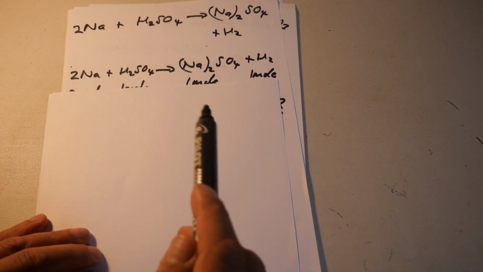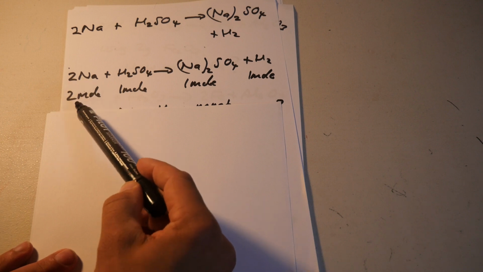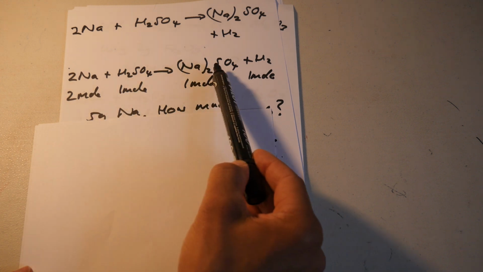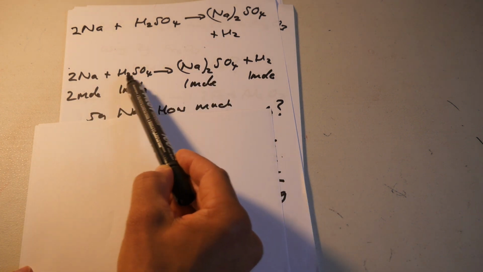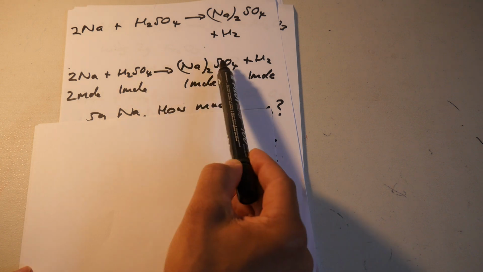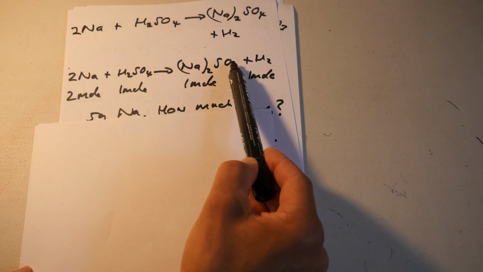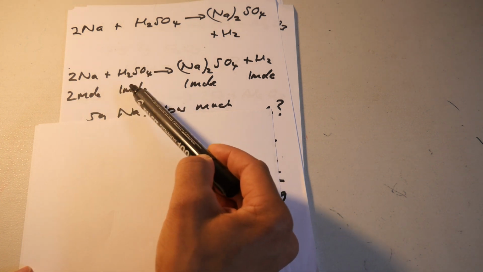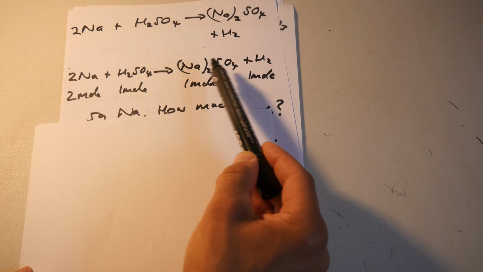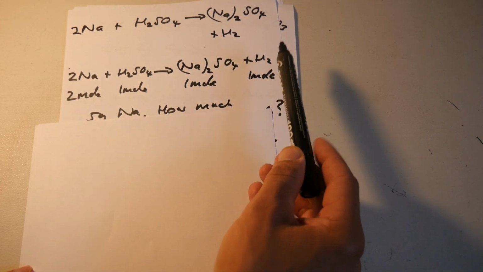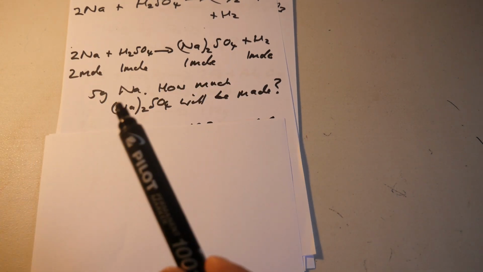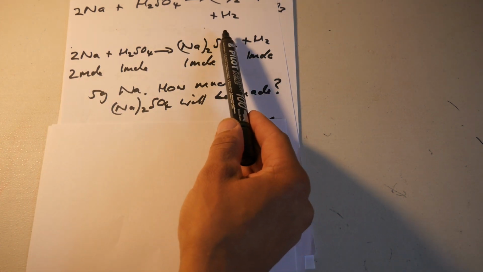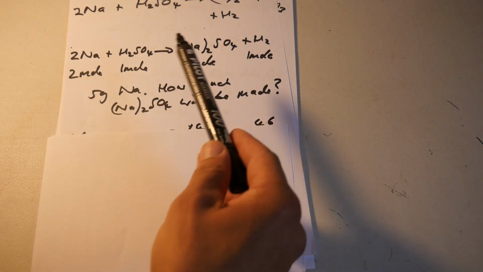So, writing it again, 2 moles of sodium. If you write the equation, balance it, 2 sodiums, 2 hydrogens, 1 sulfur, 4 oxygen, 4 oxygen. So you get 2 moles of sodium react with 1 mole of sulfuric acid, produce 1 mole of the sodium sulfate, salt, plus 1 mole of hydrogen. Okay? So if you have 5 grams of sodium, how much of sodium salt will be made? Okay? So how much of this will be made?